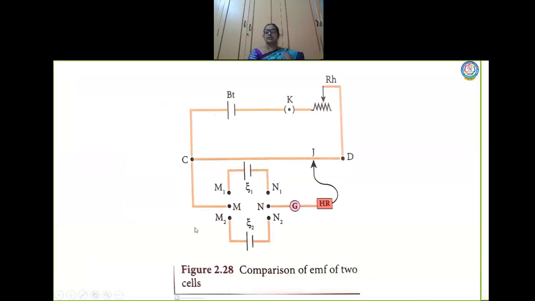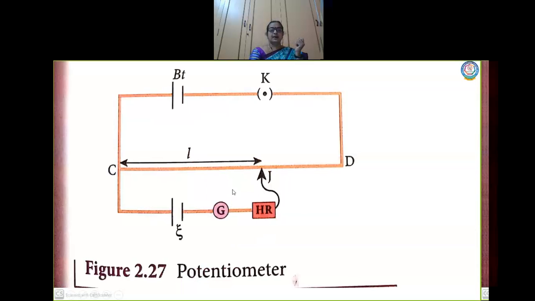Now the potentiometer can also be used to find the internal resistance of an unknown cell. This part is to determine the potential difference. The cell whose potential difference has to be measured is connected with the C end to the positive terminal of the cell, and the negative terminal of the cell is connected to a galvanometer, then to a high resistance, and then to the jockey. This is the secondary circuit, children. This forms the secondary circuit of the potentiometer, and this forms the primary circuit.